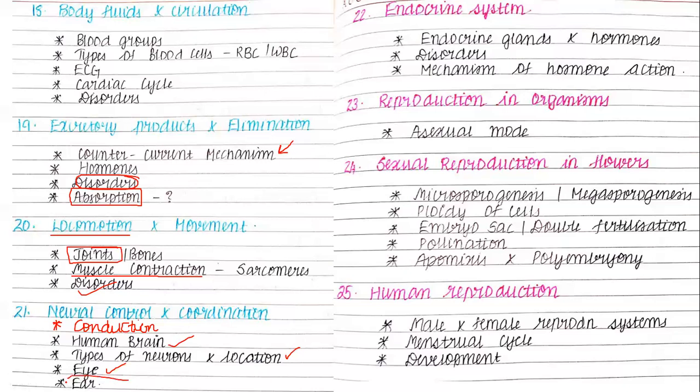Where is the organ of Corti located? Which membrane? Is it in the tectorial membrane, basilar membrane, Reissner's membrane, or where is it located? That's the question. What is cochlea? What is organ of Corti? Everything you have to study.